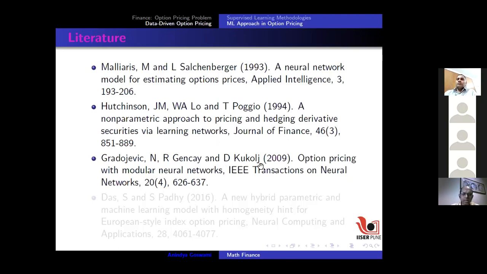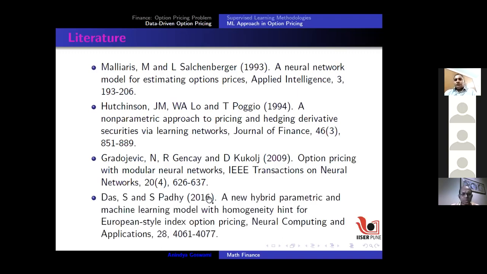Then this 1994 paper, also appearing almost at the same time, was by Hutchinson. Other works, more recently, explored this direction in more detail and figured out that modularity, or some other ways to segregate the data, so that not a single model but a battery of models, work better. This 2016 paper also exploits this direction of modularity: option pricing with modular neural nets.